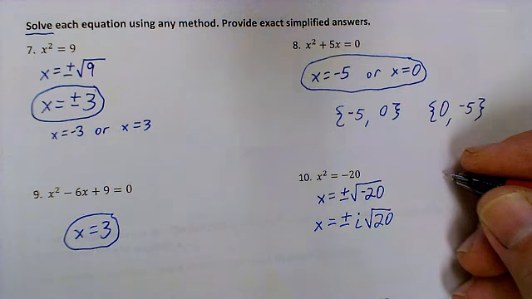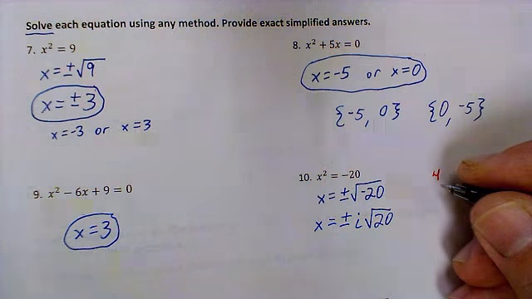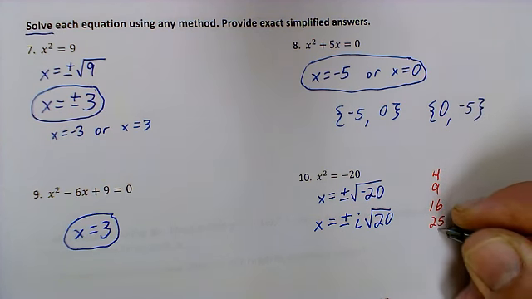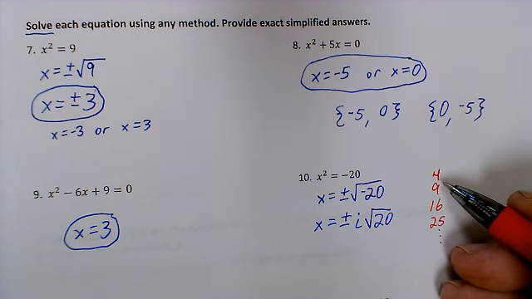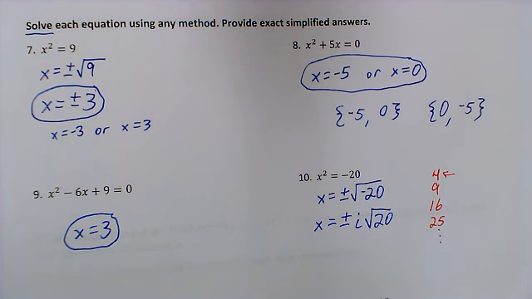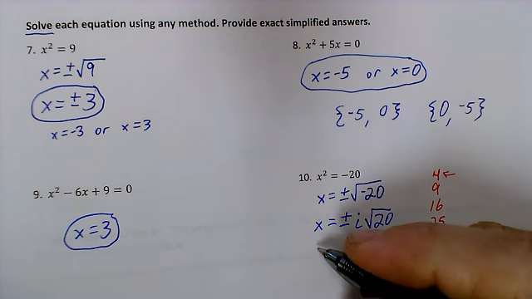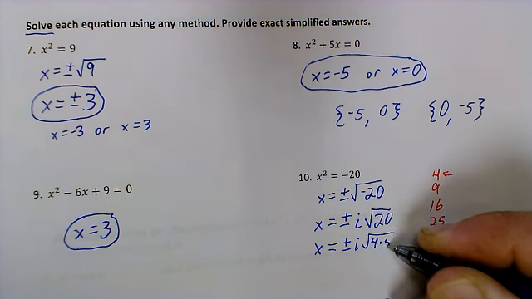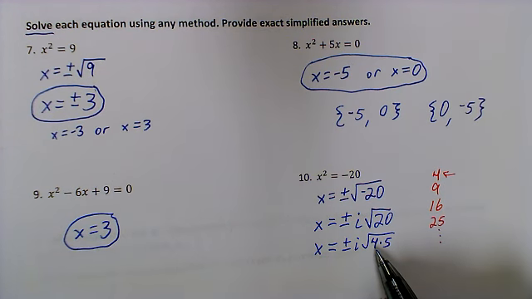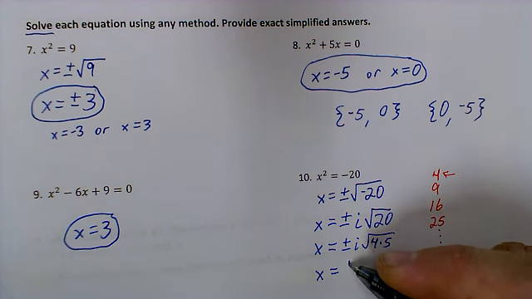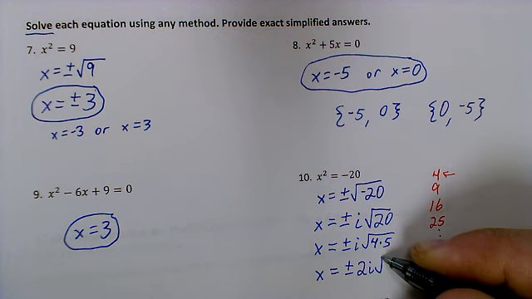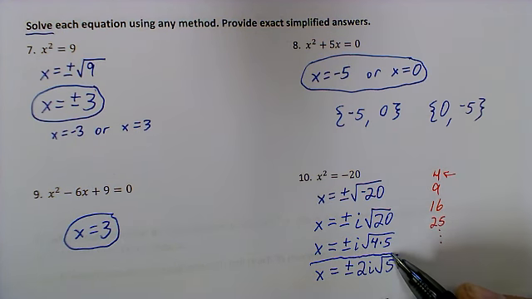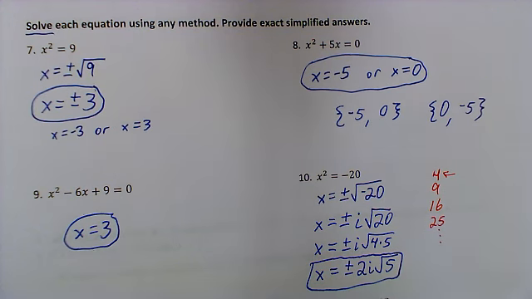This problem is not done, however. You actually need to simplify the root of 20 using the largest perfect square that will divide into 20. So if I write out my perfect squares that I can square root, the largest of which that will divide into 20 is the 4, because 4 times 5 gives me 20. So I'm going to write this as x equals plus or minus i times the square root of 4 times 5. Now my very last step is to square root what I can, which is the 4. So x equals plus or minus 2i root 5. Again, 2 because I square rooted the 4. Now there's my two answers. 2i root 5, negative 2i root 5.